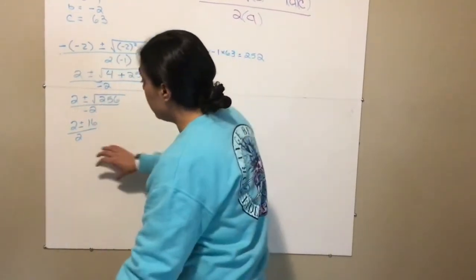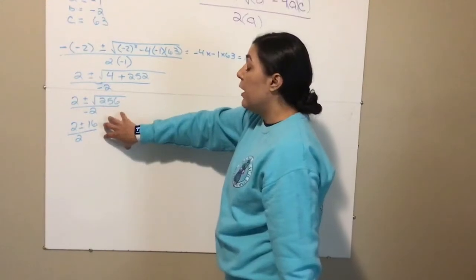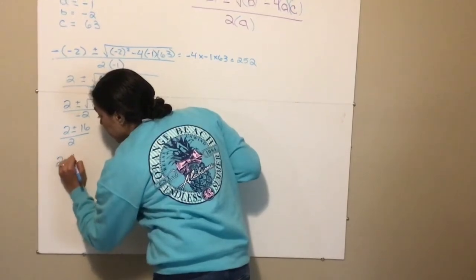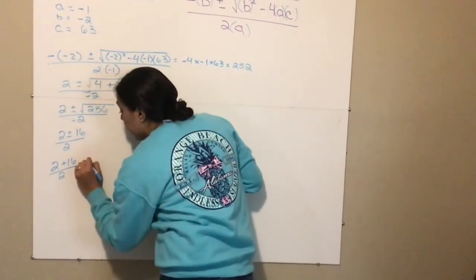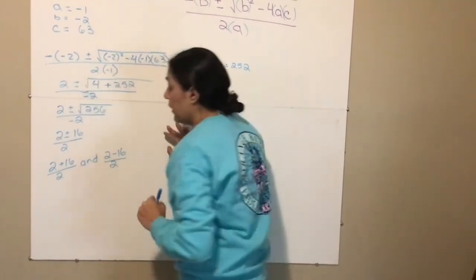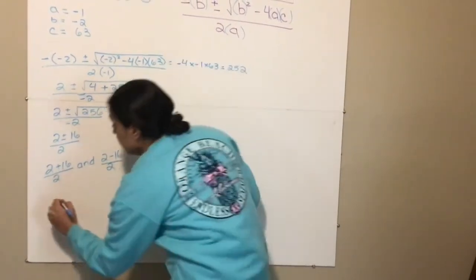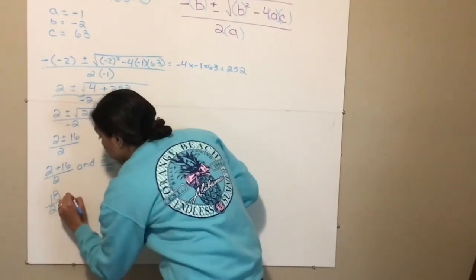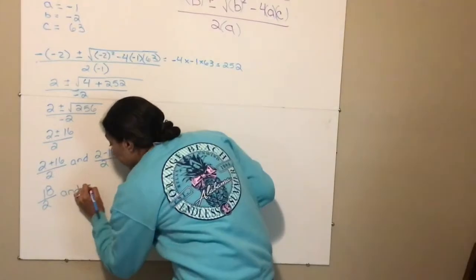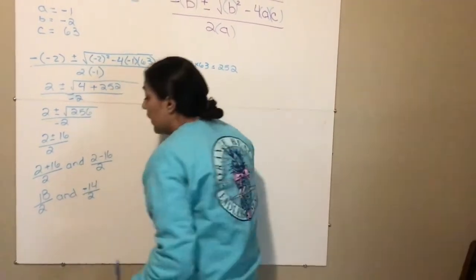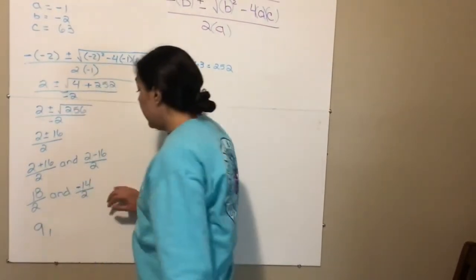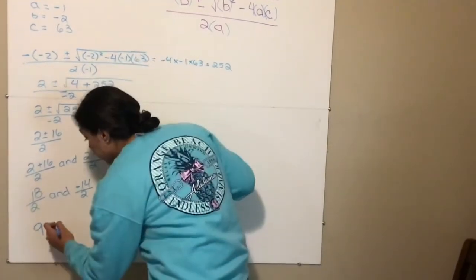Once you get it down to the step where it's just all numbers, you can write your equation twice. So it's going to be 2 plus 16 over 2 and 2 minus 16 over 2. So 2 plus 16 is going to be 18 over 2, and 2 minus 16 is going to give you negative 14 over 2. And we know that fraction means divide, so 18 divided by 2 is going to give you 9, and negative 14 divided by 2 is going to give you negative 7.